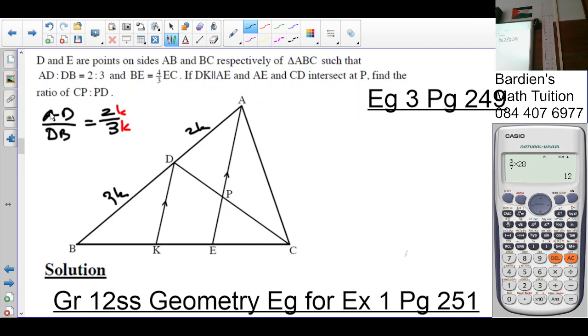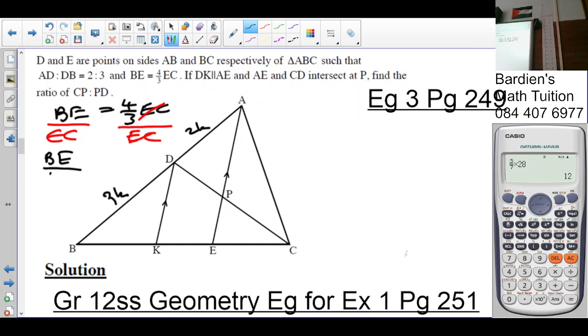5k. Okay, you guys understand? So that's that. Then we are told that BE is 4 over 3 of EC. So again, I try and get it in a ratio form. So how do I get that? In fraction form, I divide both sides by EC. So that cancels. So BE over EC is equal to 4 over 3.